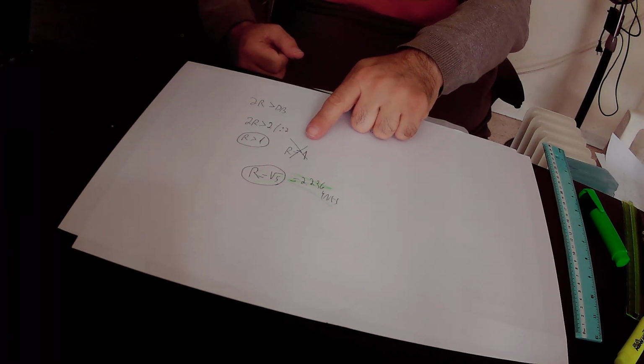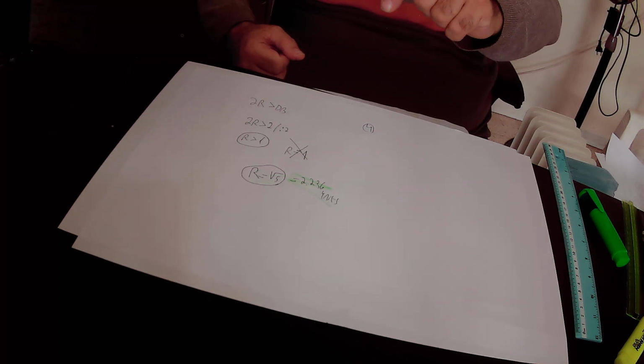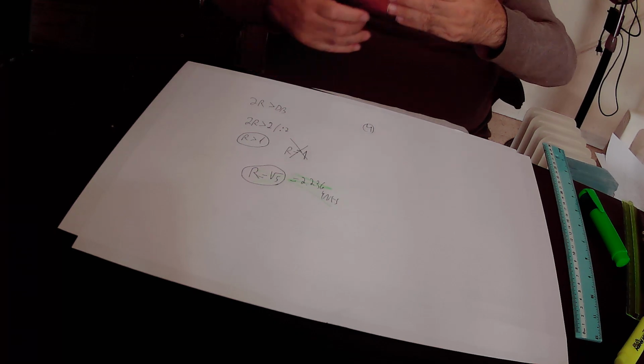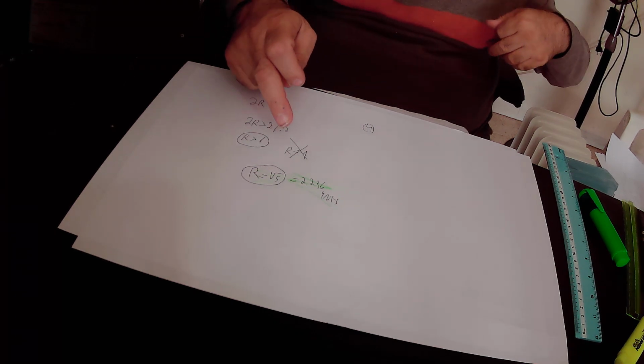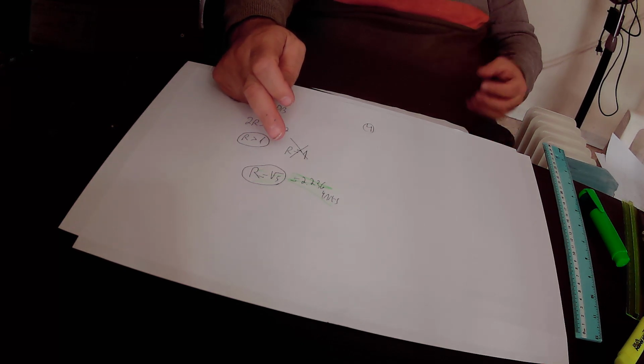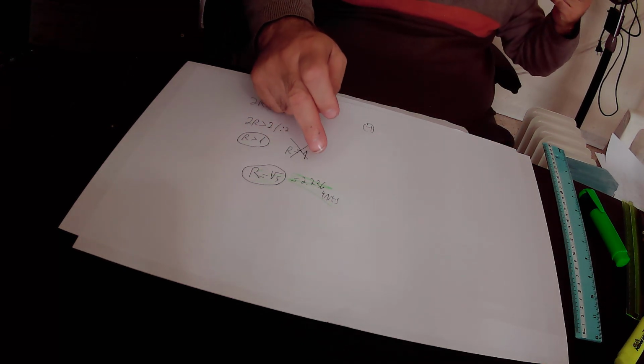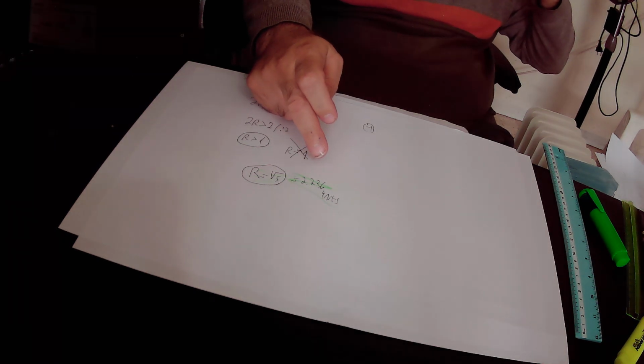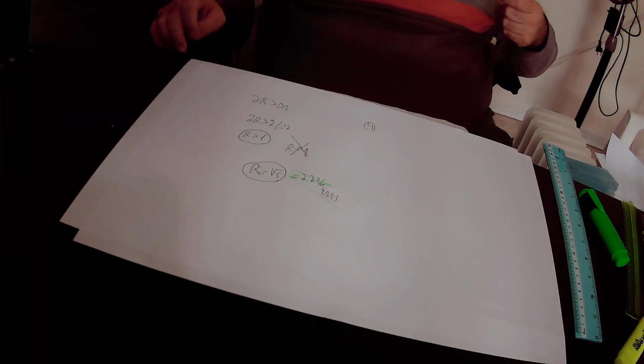Therefore, it cannot be equal to 1. So r equals 1 is not correct, because r must be greater than 1. We cancel this solution and we are left with the second solution only, that r equals the square root of 5 units, or in terms of numbers it is equal to 2.236 units. Okay? Thank you very much.